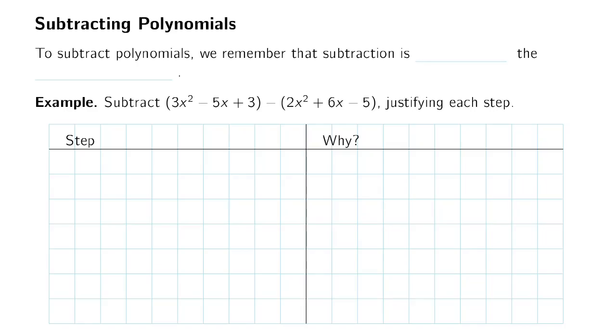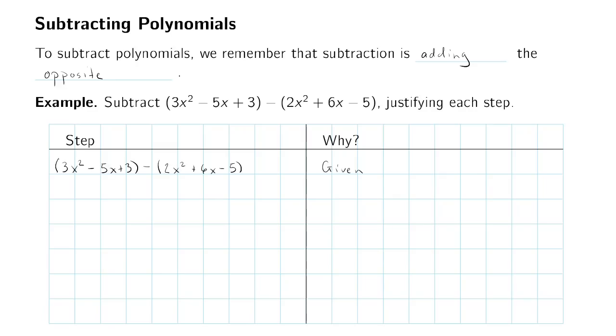The most common reason that we would want to negate a polynomial is because we're about to subtract two polynomials. So when we want to subtract two polynomials, we remember that subtraction is adding the opposite. And so subtracting polynomials is the same as adding the first polynomial to the negation of the second. So we're going to go through this process once, justifying every step, and then we'll go through a couple of shorter ways of doing this.